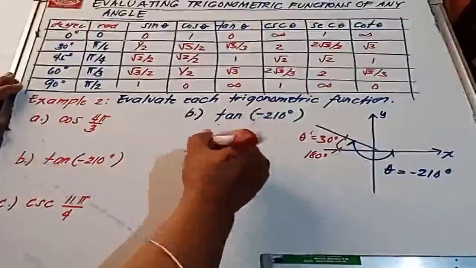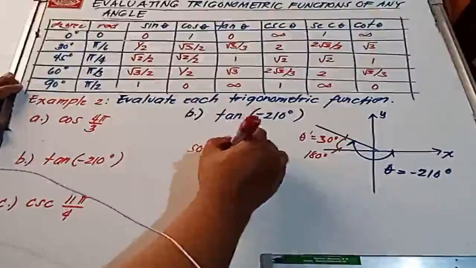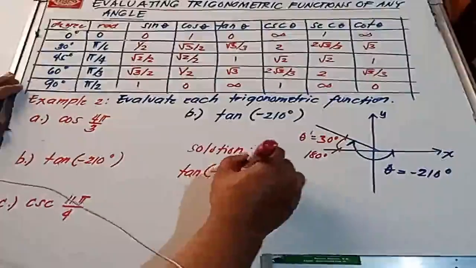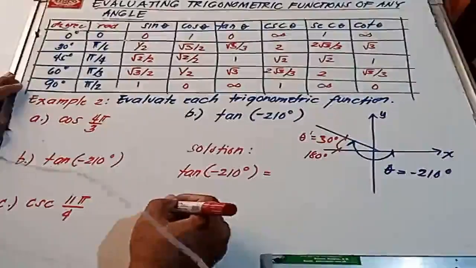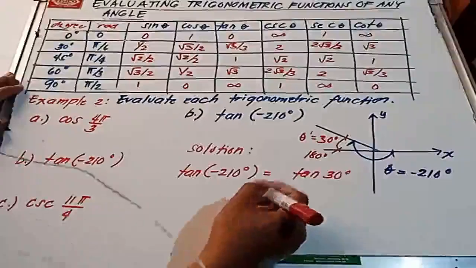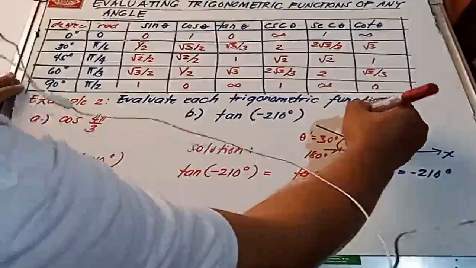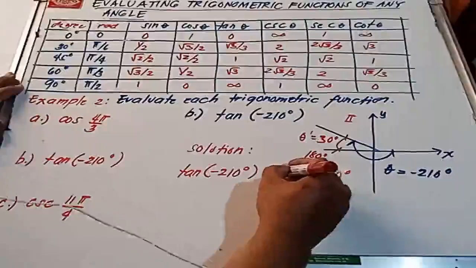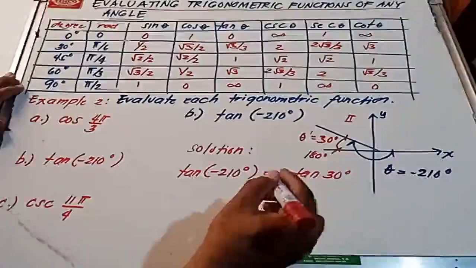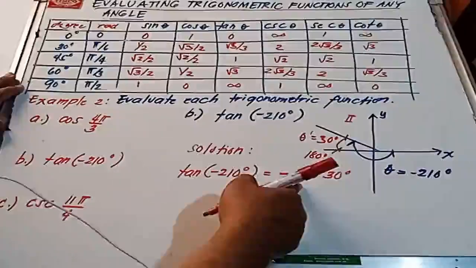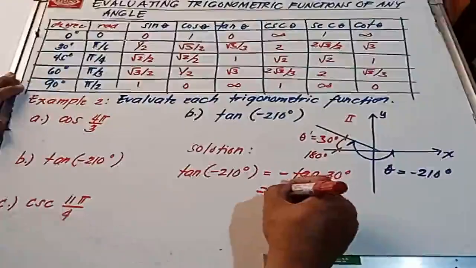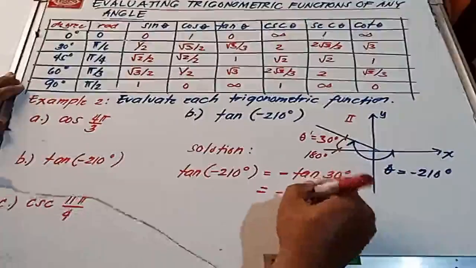Solution natin. In evaluating tangent, negative 210 degrees, that is the same as tangent 30 degrees. But, ano ang sign ng ating tangent sa second quadrant? Negative. So, we affix negative sign on the function value. Okay? Tangent 30 degrees using this table is square root of 3 over 3. So, our answer in letter B is negative square root of 3 over 3.